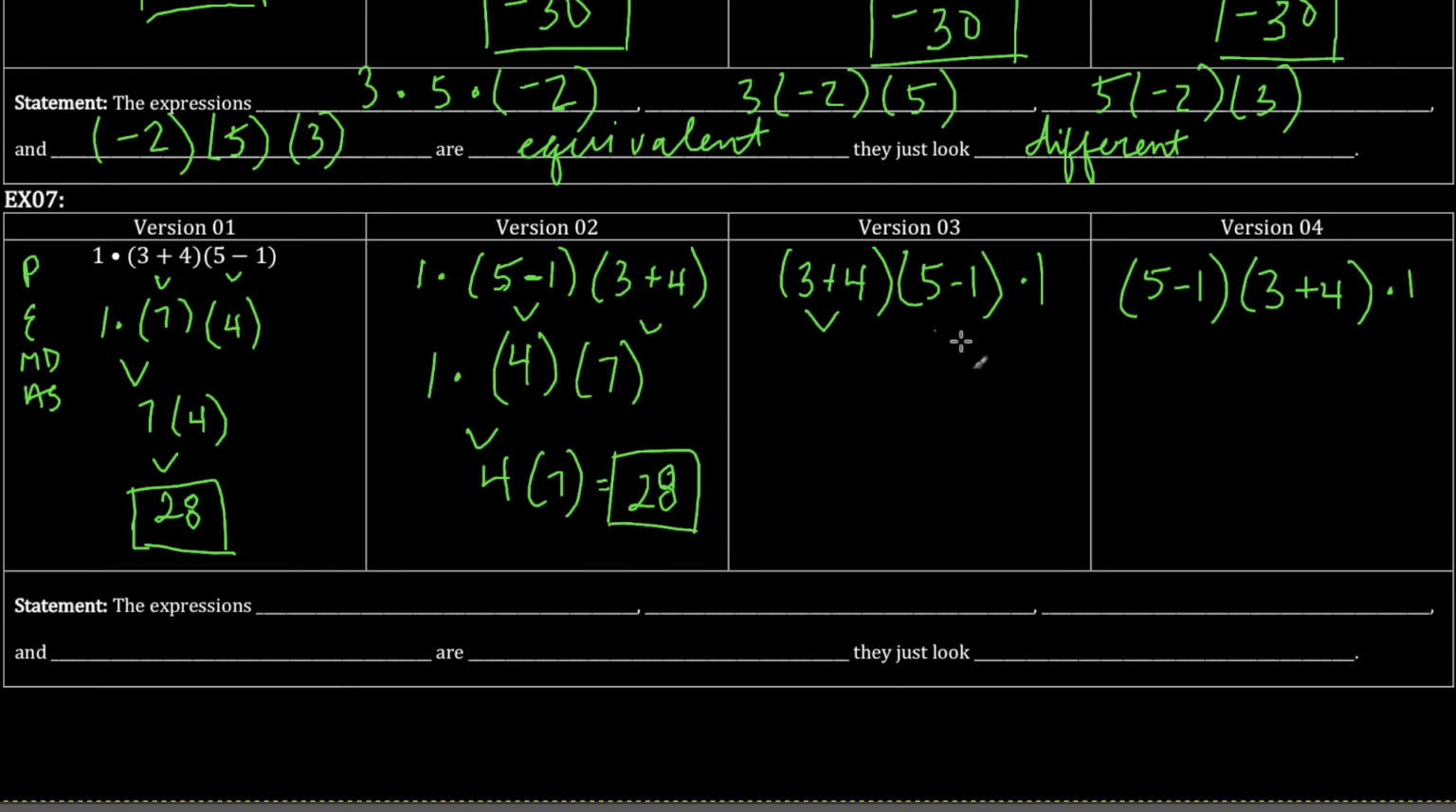Okay, inside parentheses first. 3 plus 4 is 7. 5 minus 1 is 4. I'm trying to make that look more like a 7. I'm going to go back. I don't want the people that are just using the notes to get confused. Okay, so 7 times 4 is 28. And 28 times 1 is 28.